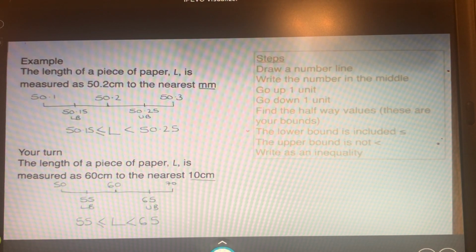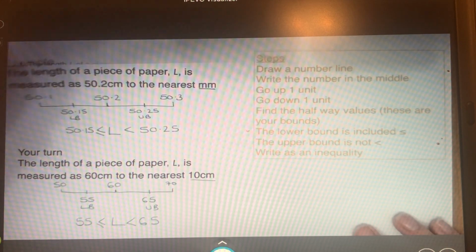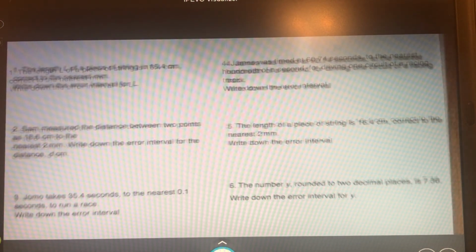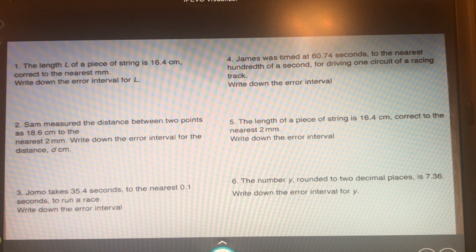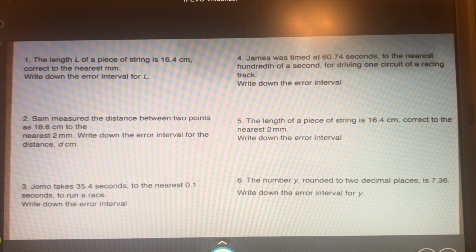Okay, so I've got some questions for you to practice now. Okay, if you press pause, have a go at them, and then we'll go through them.